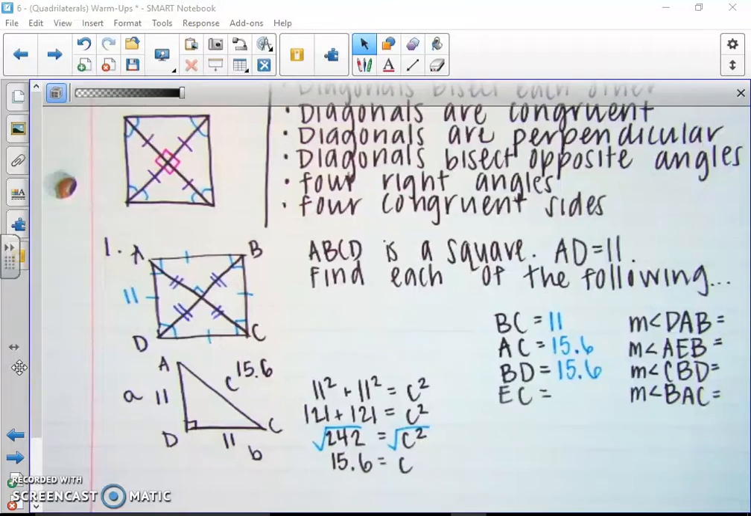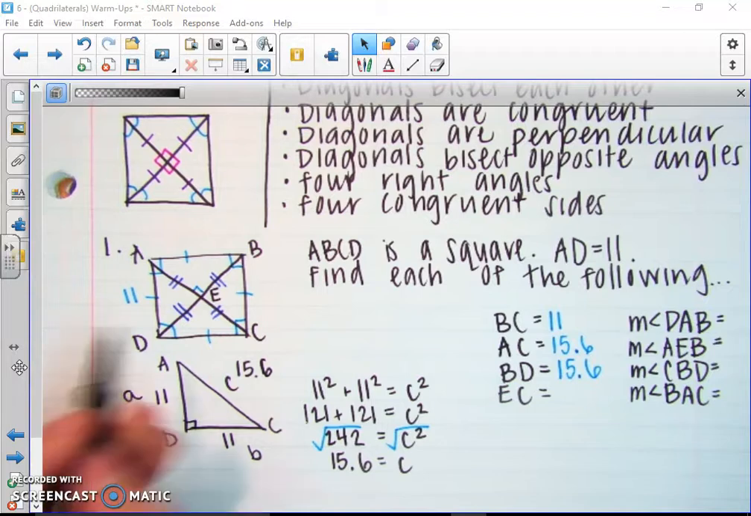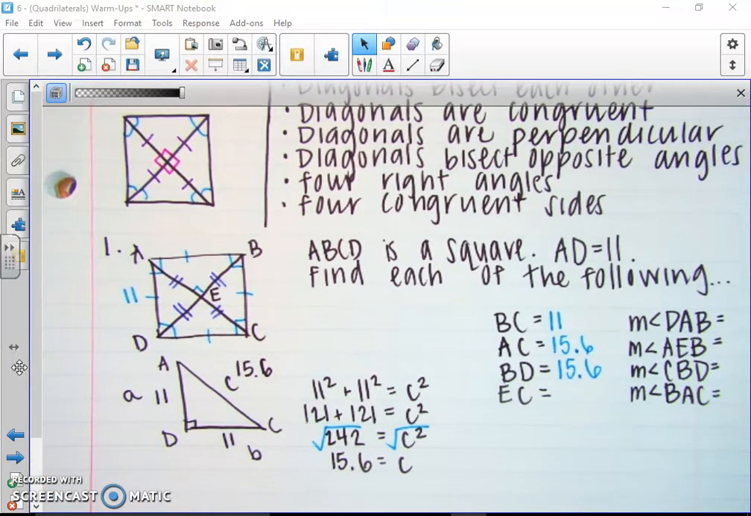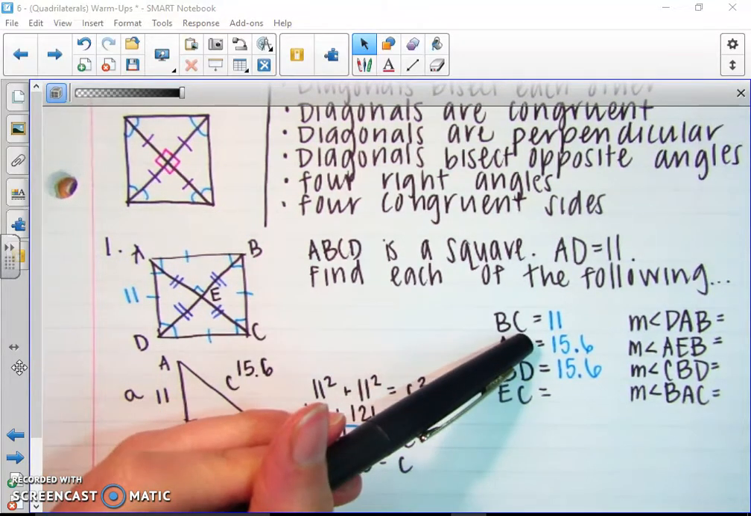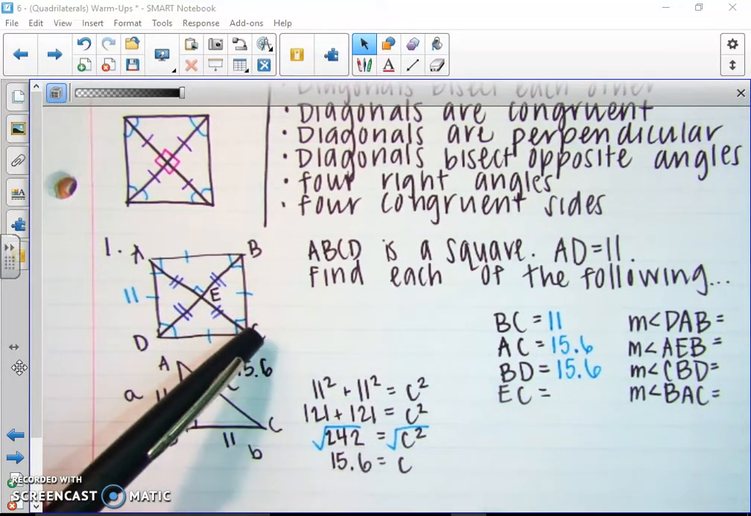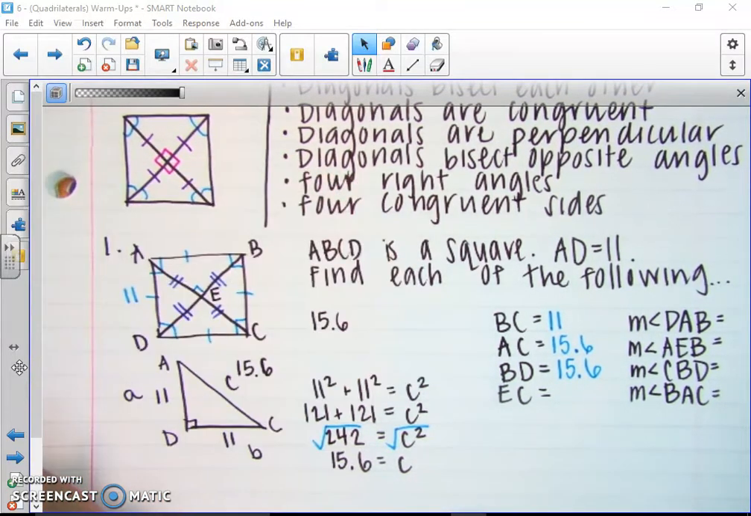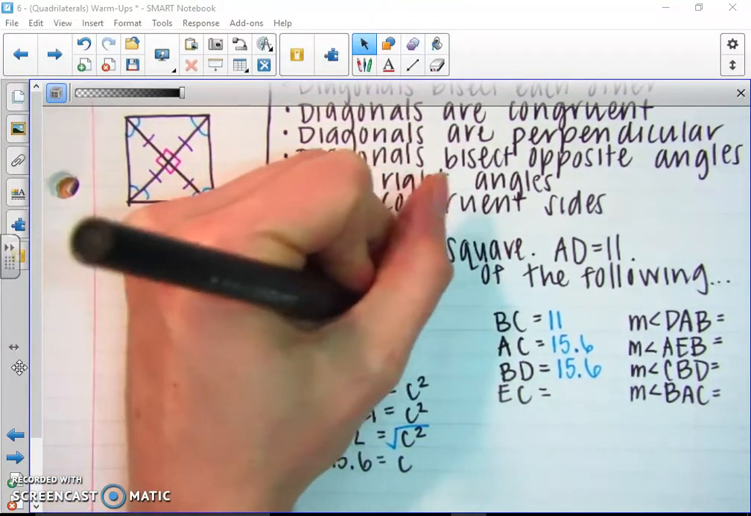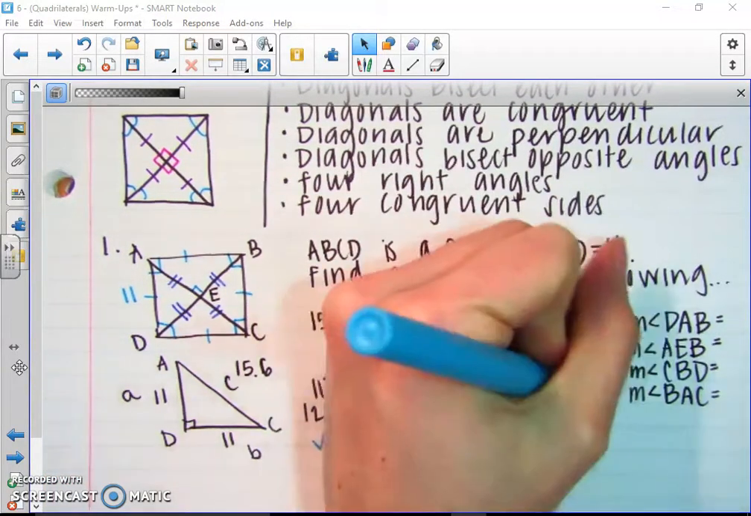All right. I also need to label this center point. We're going to call this E, that point in the middle. So what if I want to find EC? How could I do that? Well, I know that AC is 15.6, right? And EC is half of that. So we're just going to take 15.6 and divide it by 2. Let's see what we get. Should get 7.8.